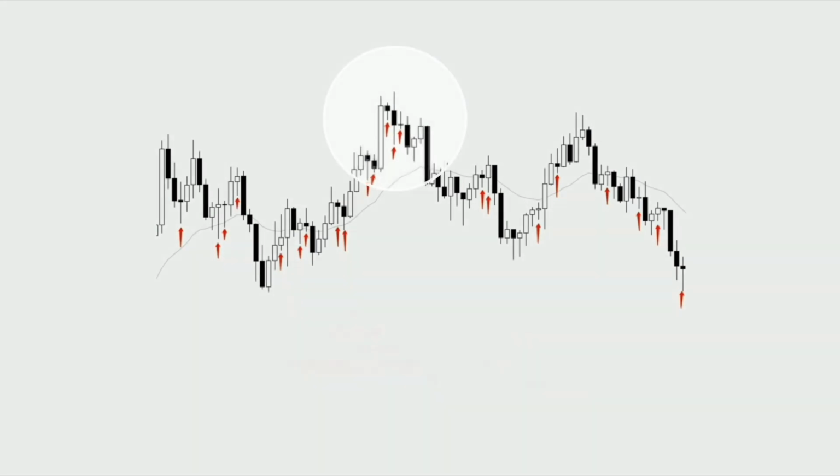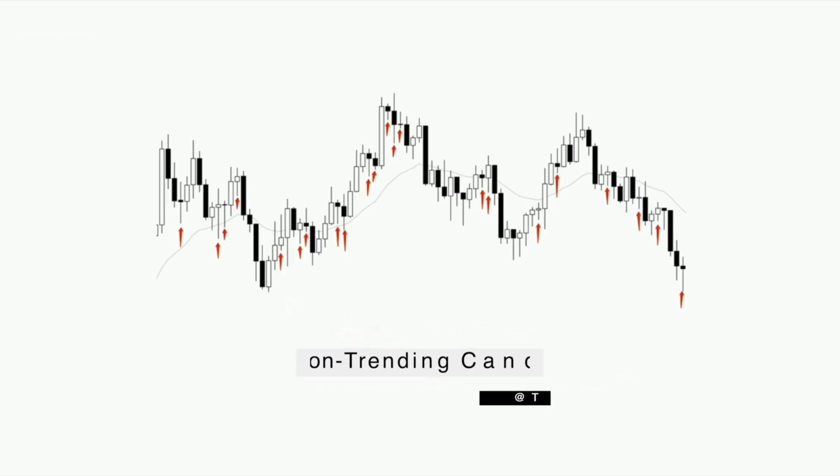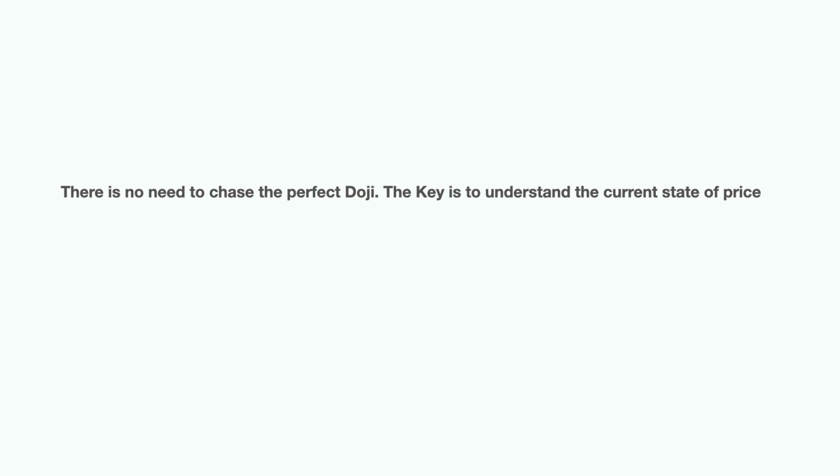The following non-trending candlesticks are similar. For instance, this one. This one has a long body, but an even longer wick. Seeing this candlestick, our immediate feeling is that neither the bulls nor the bears could control this candlestick. As long as the wick of the candlestick is very long and the body is not that prominent, the intuitive feeling it gives you is that the energy represented by this candlestick is very vague, with no clear direction. Such candlesticks are called non-trending candlesticks. Again, there's no need to chase a perfect doji. The key is to understand the current state of the price.